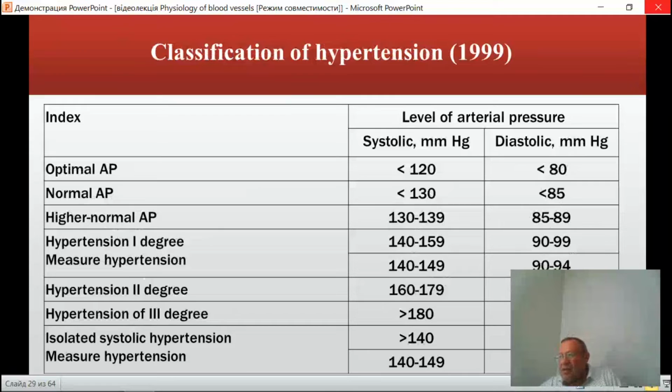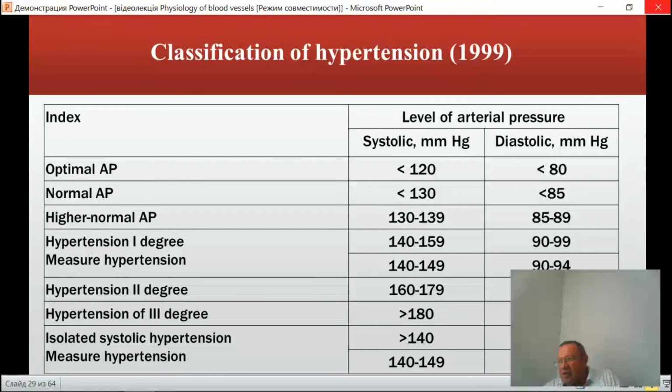On the slide you can see the classification of hypertension, 1999, European classification. The first line shows indexes, optimal arterial pressure. The second line shows systolic and the last line shows diastolic arterial pressure. Optimal arterial pressure is near 120 millimeters of mercury and diastolic less than 80 millimeters of mercury.